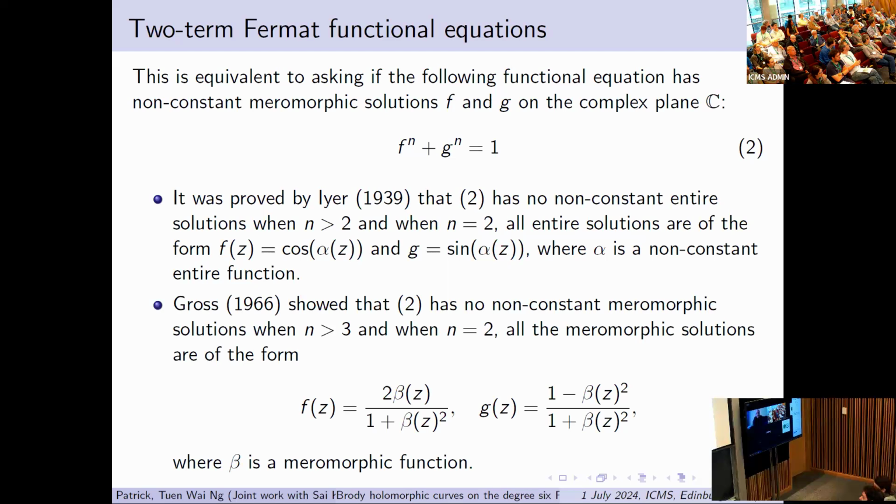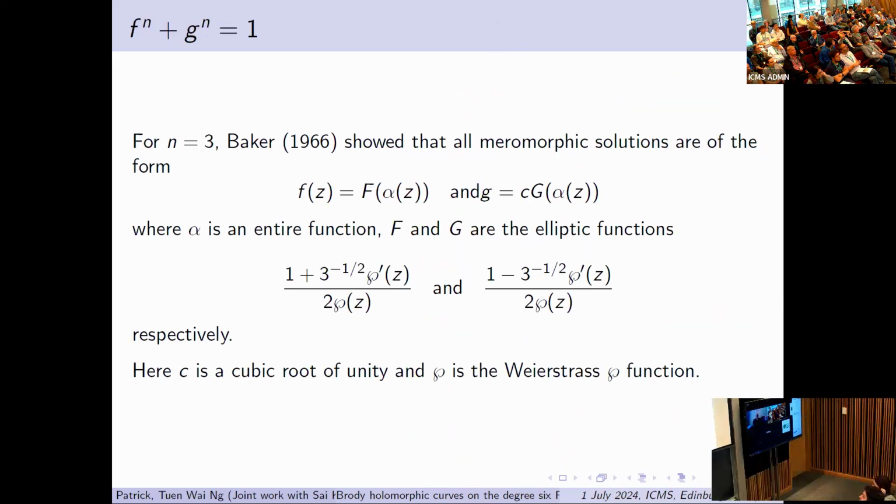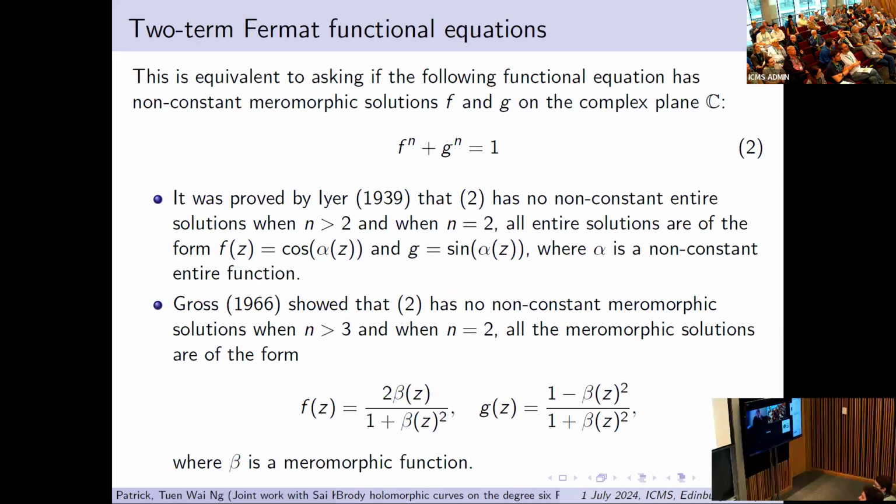And then if you look for holomorphic solutions, okay, so Gauss also solved this equation when f and g are holomorphic. And the solutions are given here. So this is in this form, basically a rational function in some holomorphic function. Okay. So that's for the case when n is equal to 2. Okay. And when n is greater than 3, again, there's no non-constant holomorphic solution.